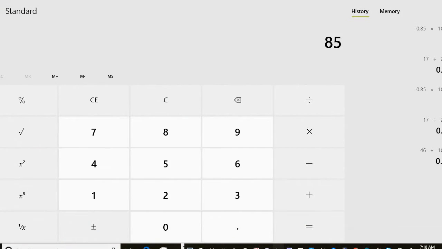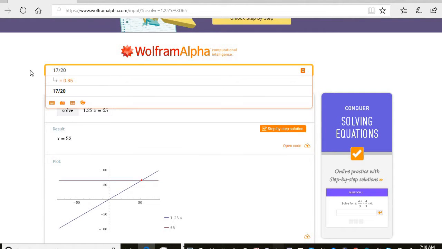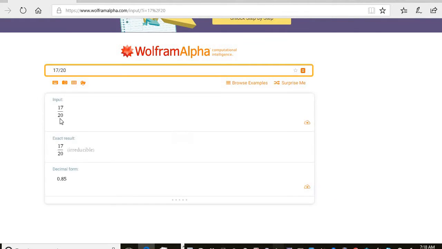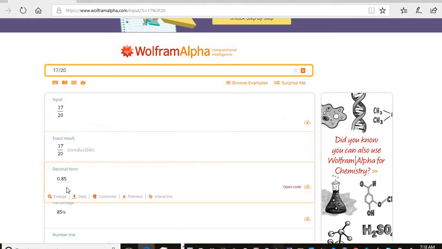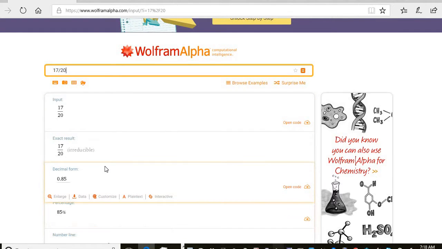Now, if I go to Wolfram Alpha, which is even more cool, if you take 17 divided by 20 here, just put it in, you'll get every version. 17 over 20 is 0.85, and it's also 85%. So you get everything all at once.